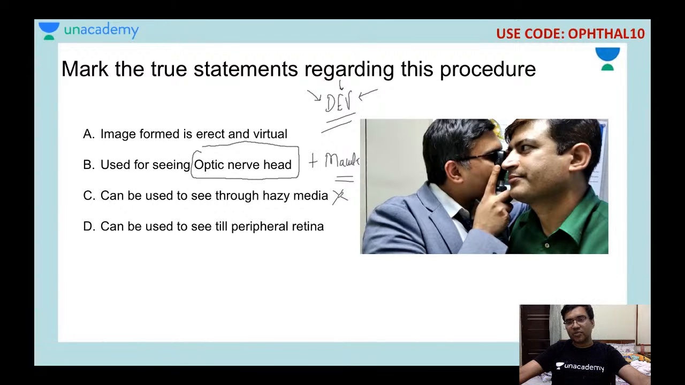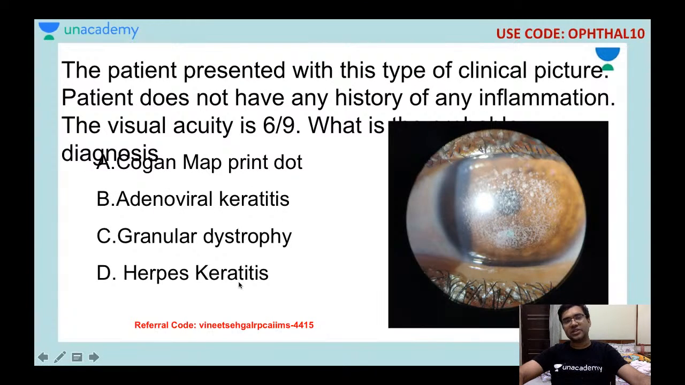Remember, a direct ophthalmoscope basically has low illumination, so it cannot see through the hazy media, and it cannot be used to see till the peripheral retina. This is also wrong. So it can see only the optic nerve head and macula. For these two patients, we need an indirect ophthalmoscopy. So here also the two options that are correct are option C and option D. Is it clear, Prabhu? Chalo, let's move to our next question.